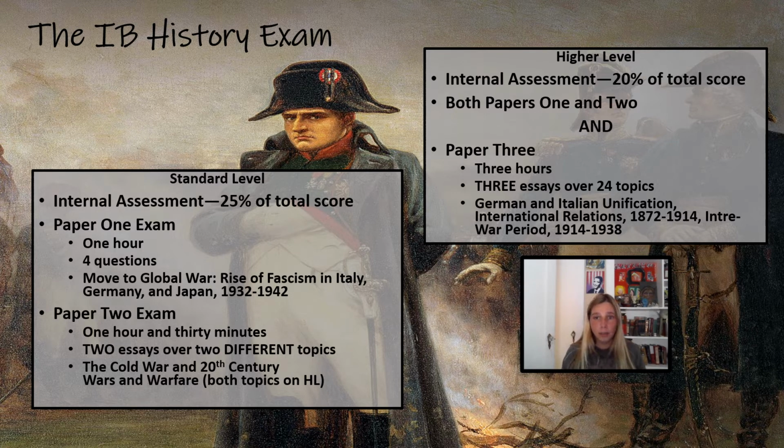To standard level it, you will do an internal assessment, which we'll talk about after this. It is 25% of your total score. And then you do a paper 1 exam. Paper 1 exam is 1 hour. It's timed. It's very strict and has 4 questions. And you answer these 4 questions over 5 documents. And it will fall somewhere within the rise of fascism from 1932 to 1942. So they'll either ask you about Italian and German fascism, or they will ask you about Japanese fascism. And so this is really your document-based question.